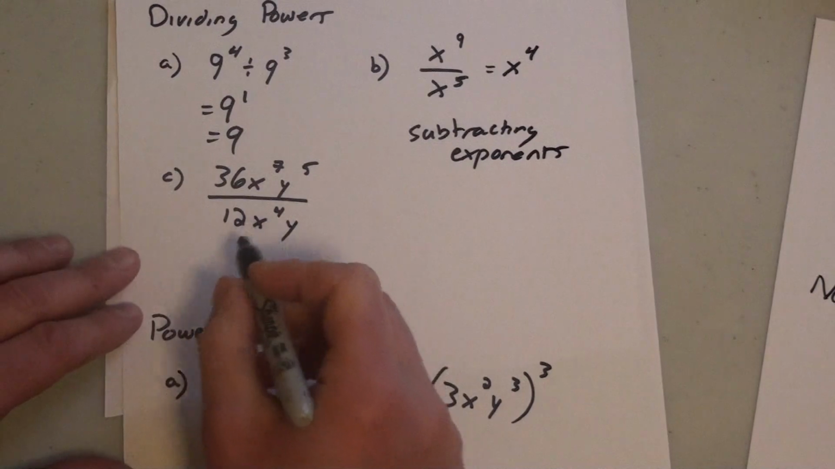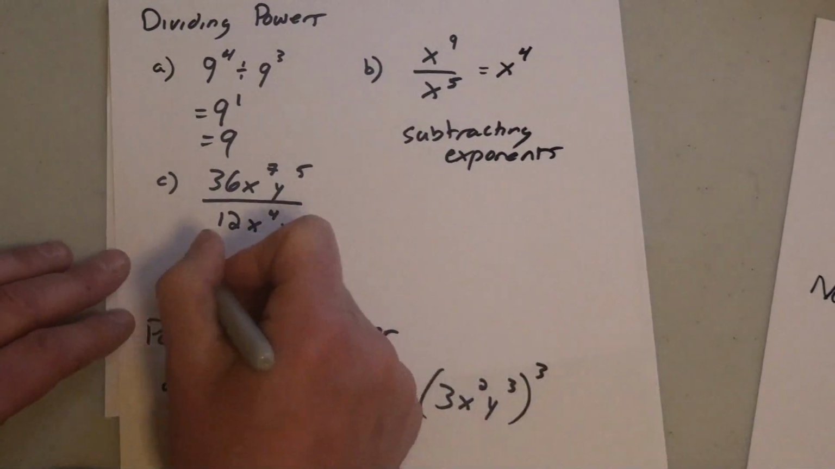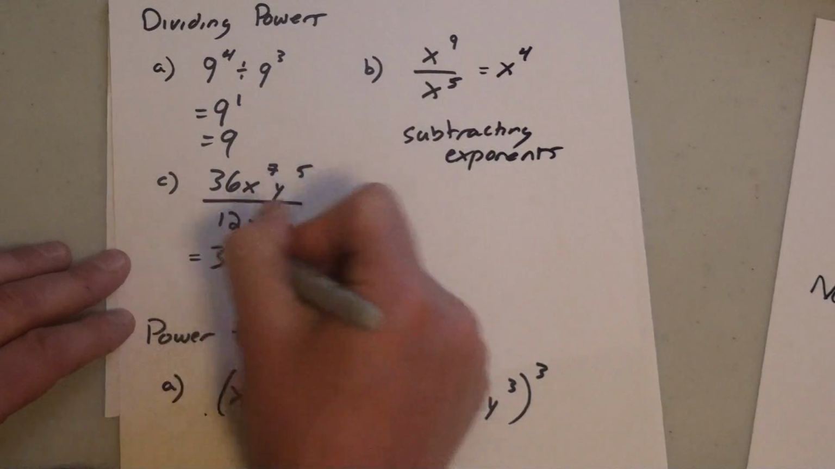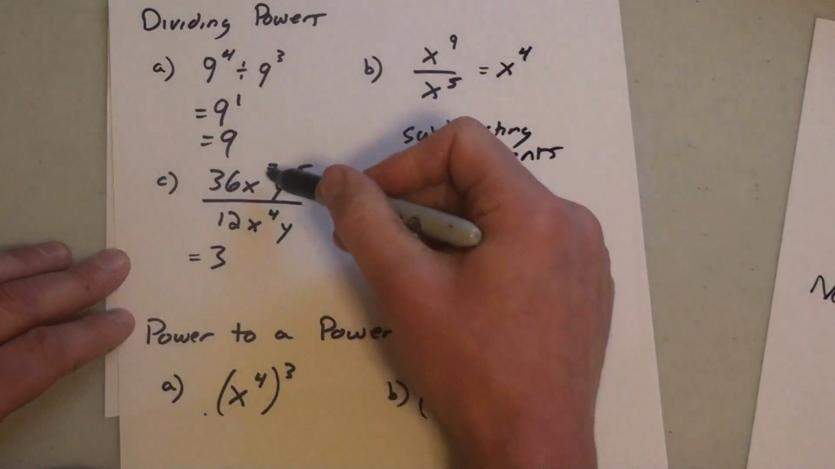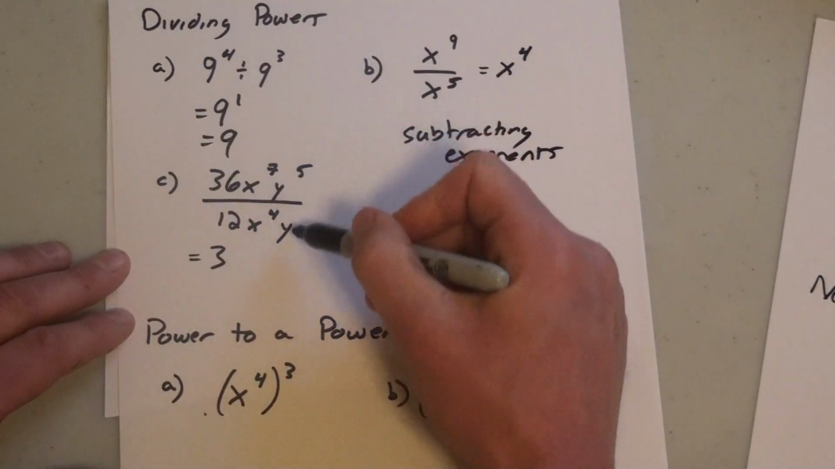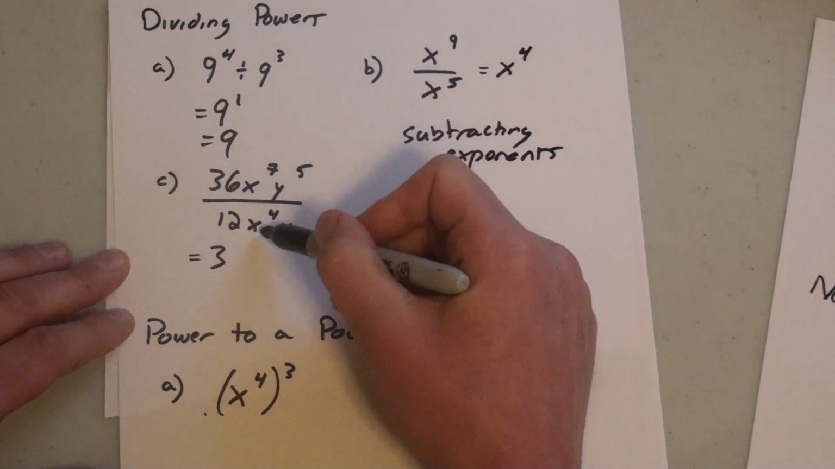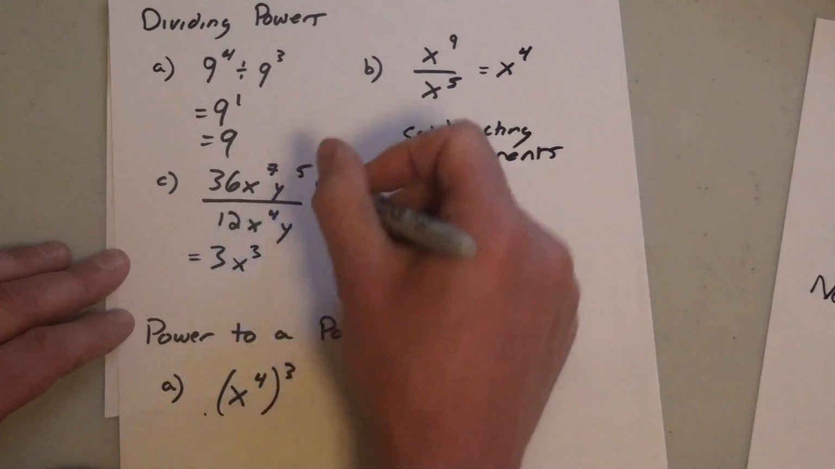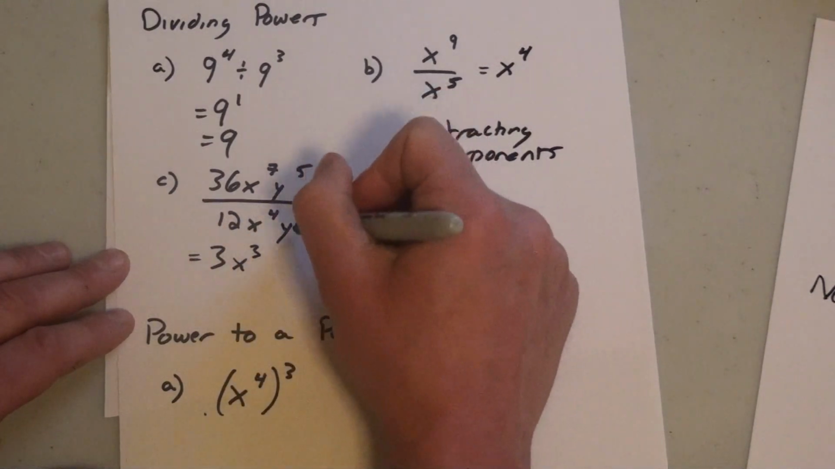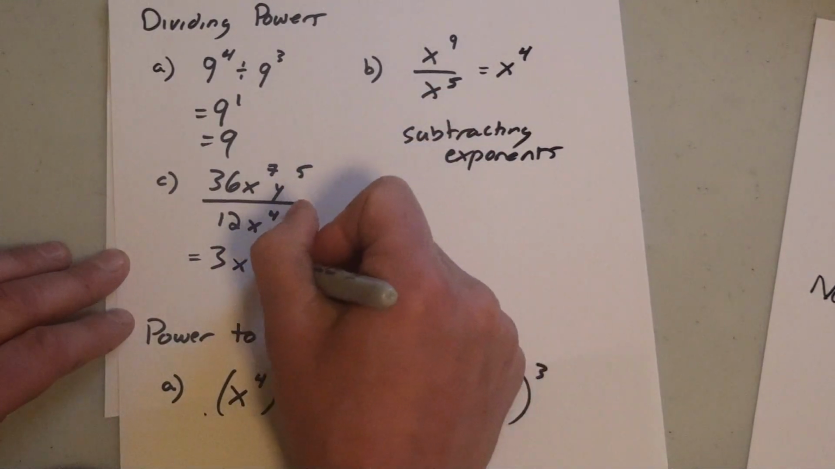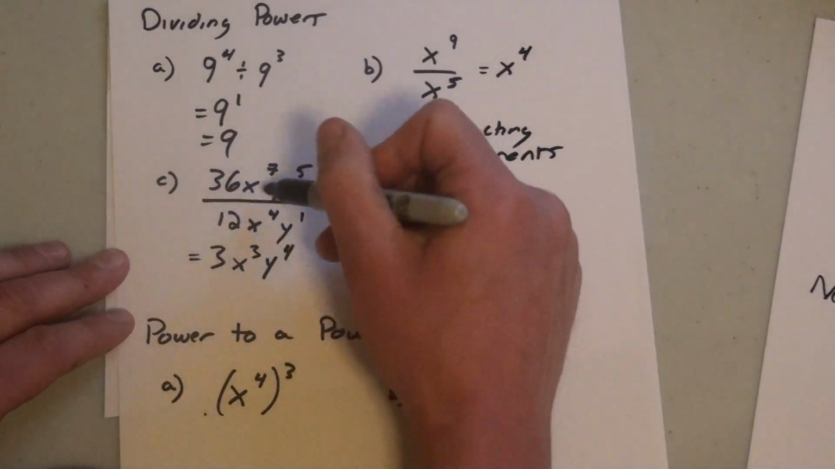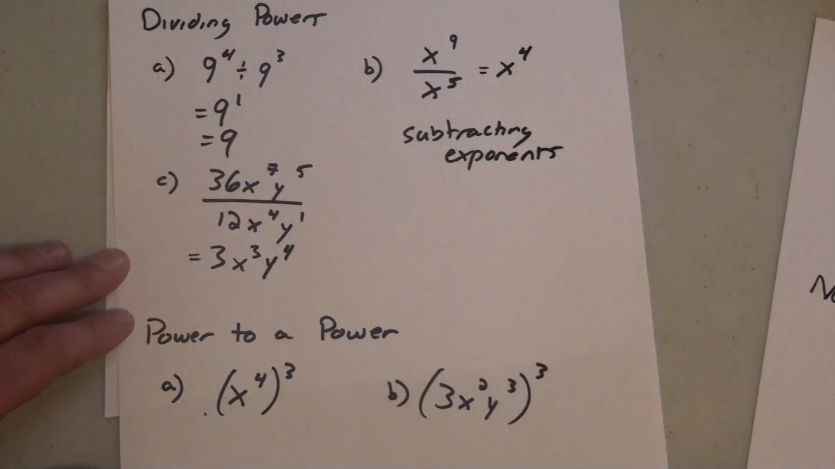And when you have the coefficients mixed in, again, same rule, it is still dividing, so I need to divide. 36 divided by 12 is 3, but then I'm going to subtract my exponents. And x's are going to go with x's, y's will go with y's. So x to the exponent 7 divided by x to the exponent 4 is going to give me x to the exponent 3. And then with the y's, 5 subtract 1, invisible 1, it's going to be y to the exponent of 4. And that's my final answer. Divide the coefficients, subtract your exponents.